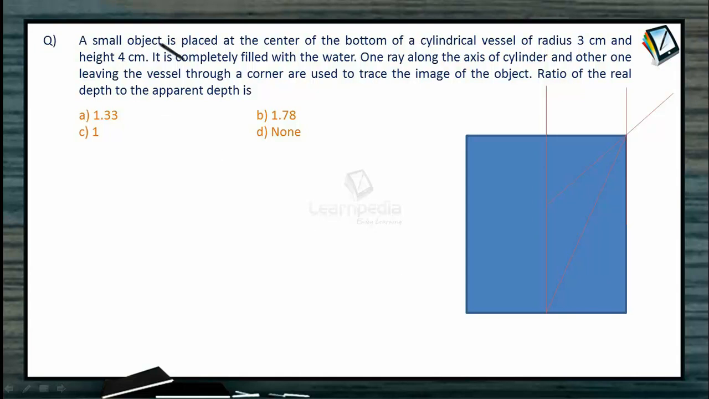A small object is placed at the center of the bottom of a cylindrical vessel of radius 3 cm and height 4 cm. So here it is a cylindrical vessel of radius 3 cm and height 4 cm. That means this particular dimension is 4 cm and here the radius of the vessel is 3 cm. And some object is kept at the center of the bottom of this cylinder. It is said height is 4, radius is 3. It is completely filled with water up to the top.